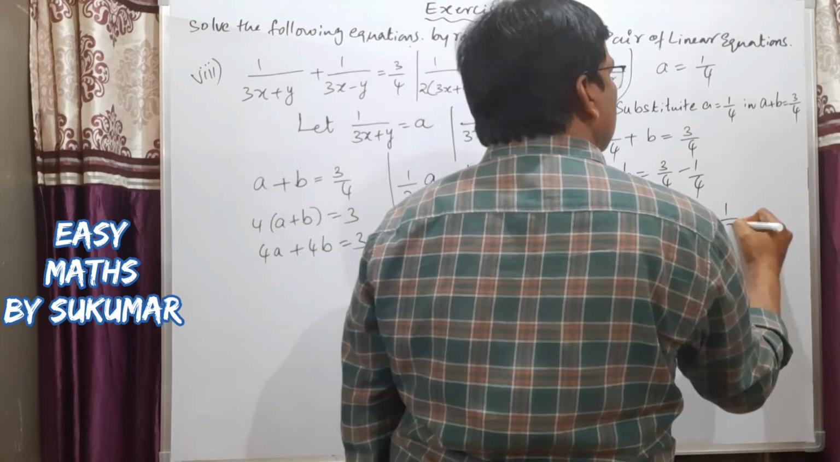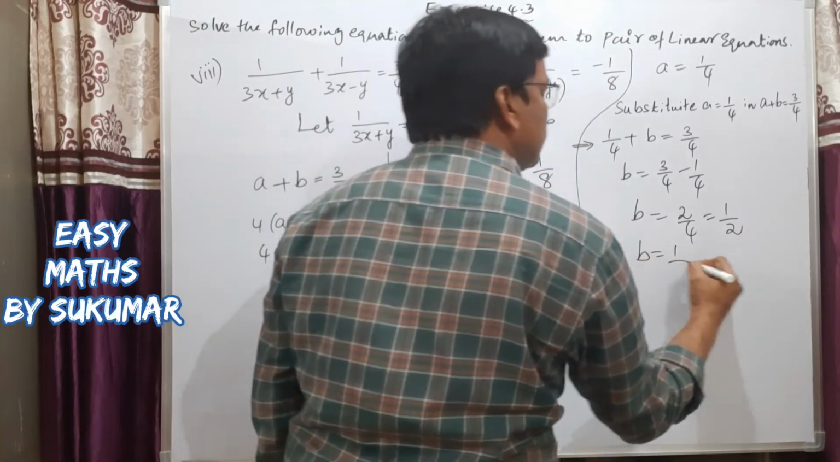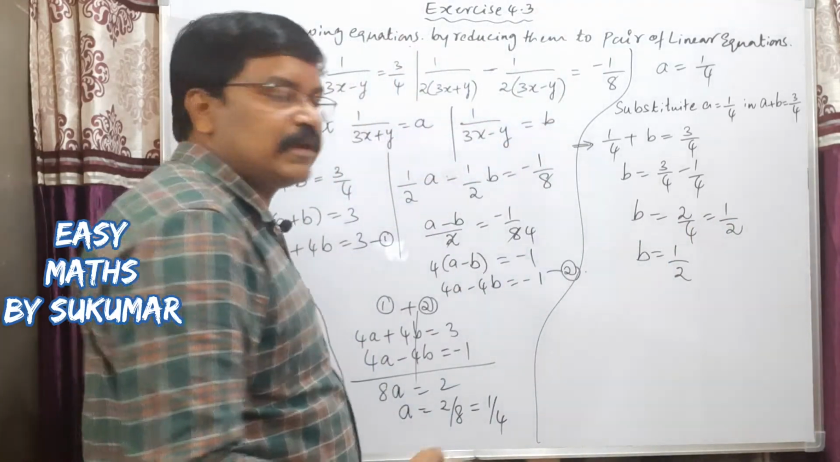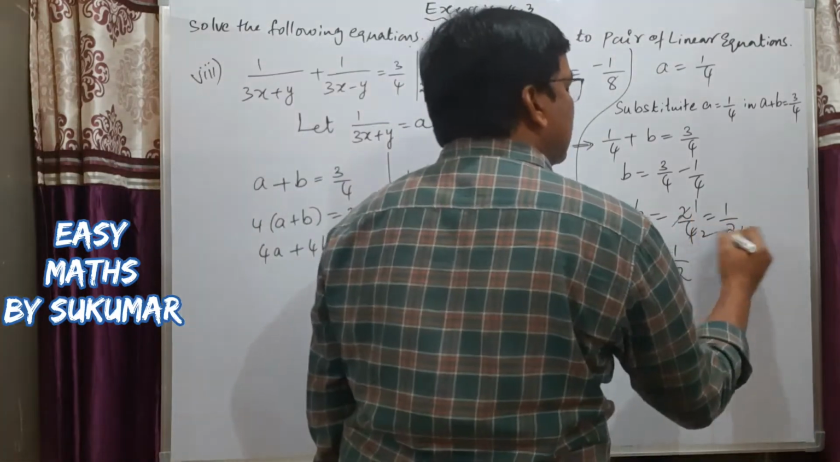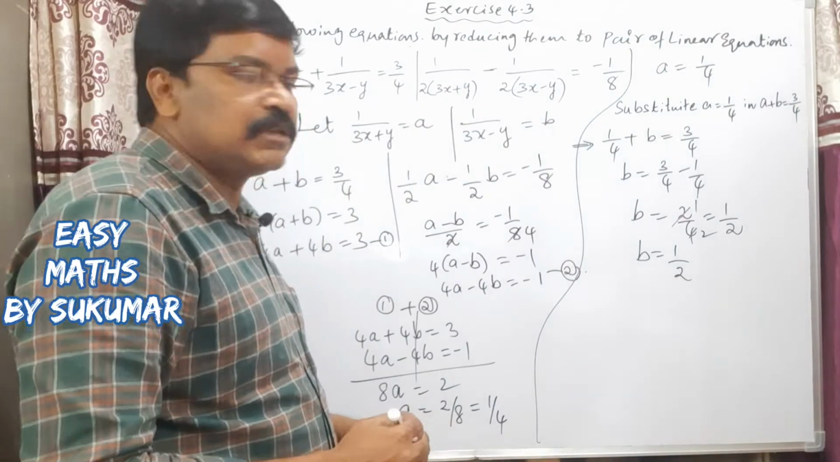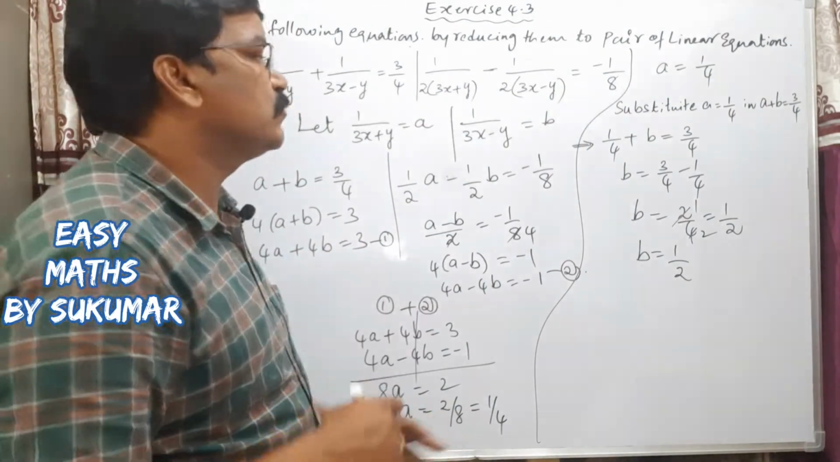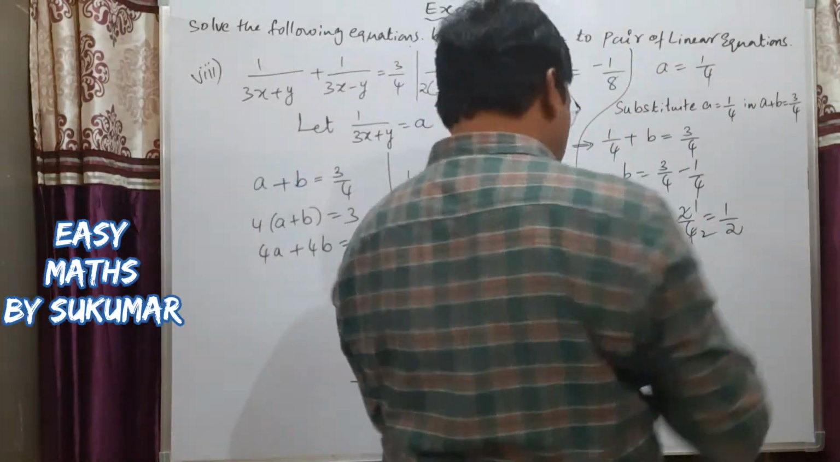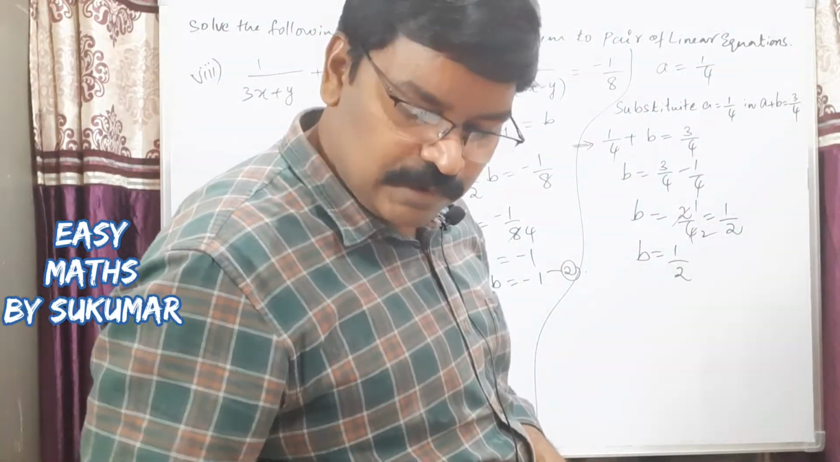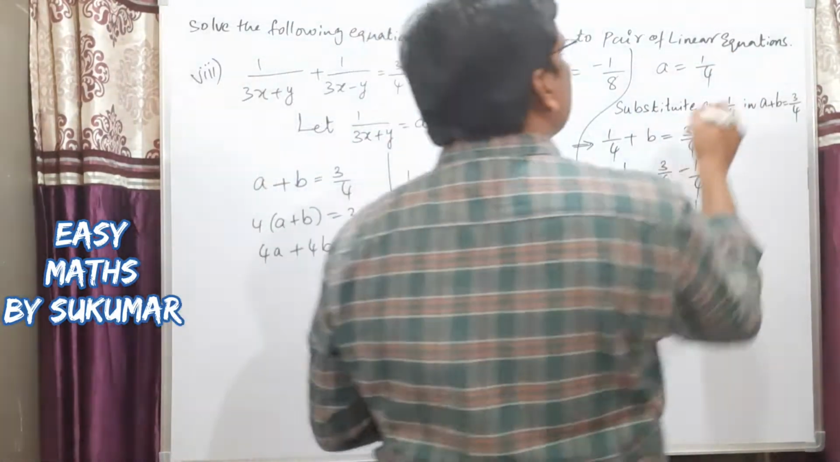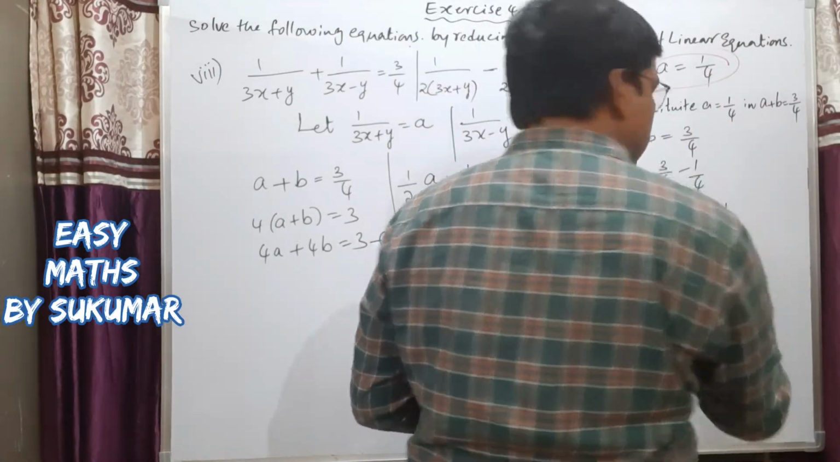So what is the value of b? b is equal to 1 by 2. Why? 2 by 4 means 1 times 2 is 2 and 2 times 2 is 4. That is 1 by 2. Okay. So a is equal to 1 by 4 and b is equal to what? 1 by 2. a is equal to 1 by 4 and b is equal to 1 by 2.